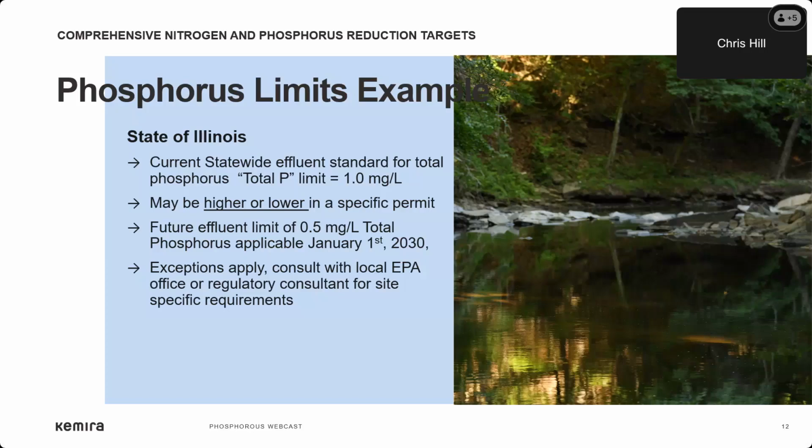Some states set statewide limits on phosphorus. Illinois is one. The current limit is 1 milligram per liter, and the future limit is 0.5 milligrams per liter as of January 1st, 2030. Stricter standards may already apply in specific permits.